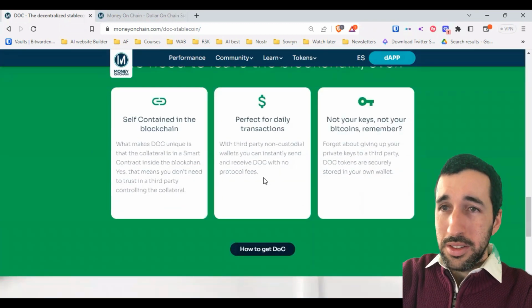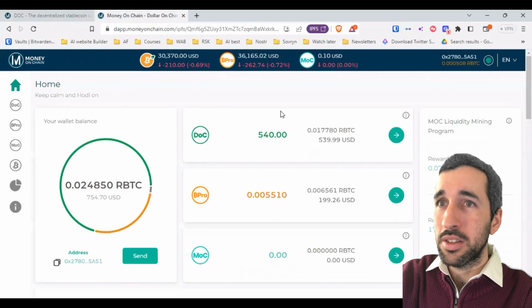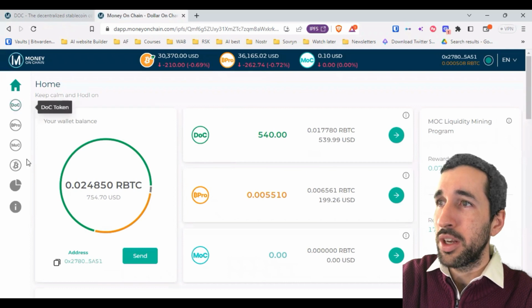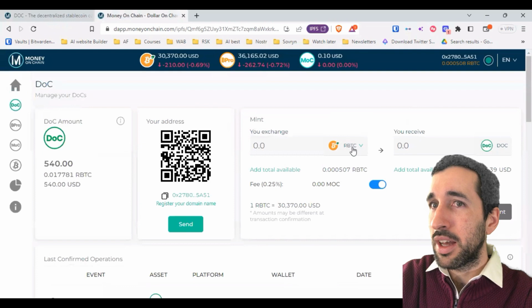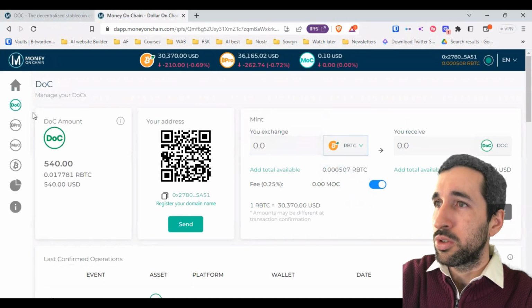Now, the last thing that we're going to look into in this video, because I don't want this video to go too long, is the actual dApp, which we saw how to access last time in our last video. This time we're going to show you, if you go here on the side menu, you have all the token menus. So basically, if you click on DOC, here is where you can mint and redeem. We're going to see this in the tutorial videos, but we're going to go down, down, down, down, down.